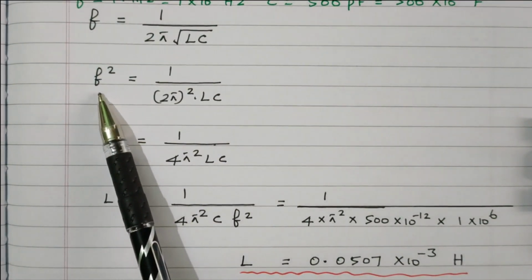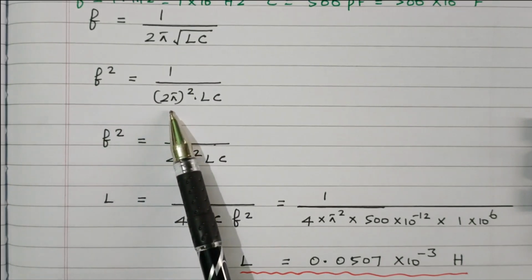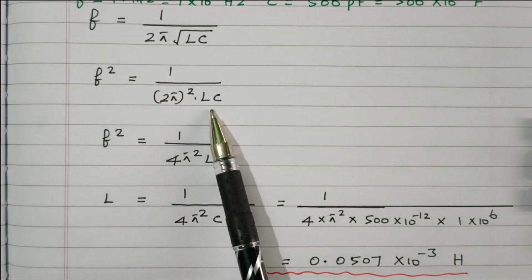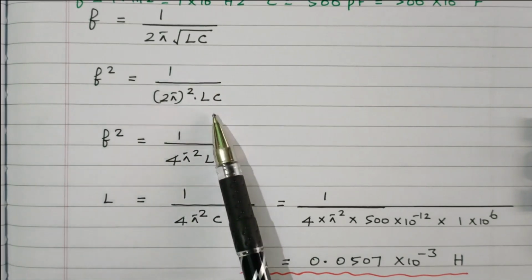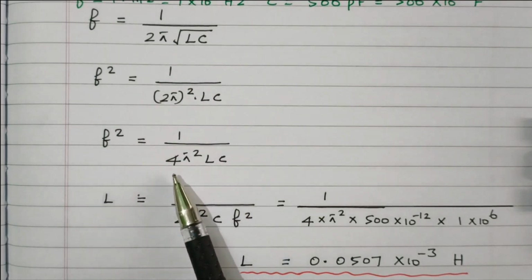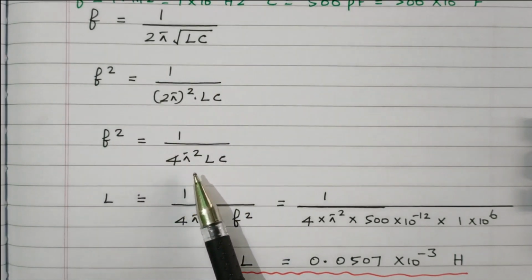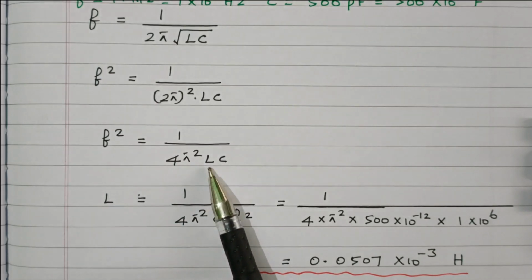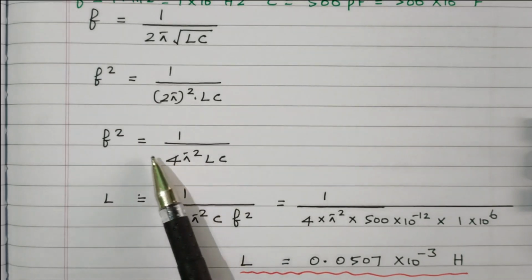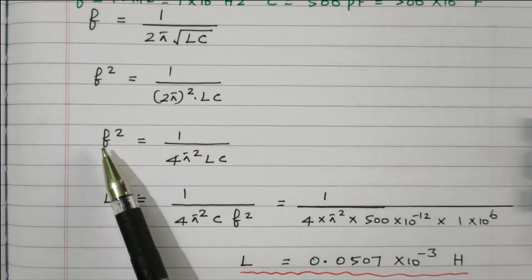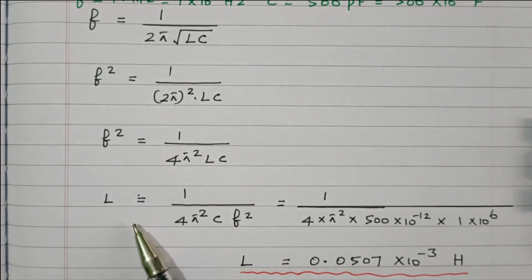Squaring on both sides, F square equal to 1 divided by 2 pi the whole square into LC, where the square of the square root of LC becomes LC. So F square equal to 1 divided by 4 pi square L into C. What we need is L. So bring the L to this side and F square to that side. So that L equal to 1 divided by 4 pi square C into F square.